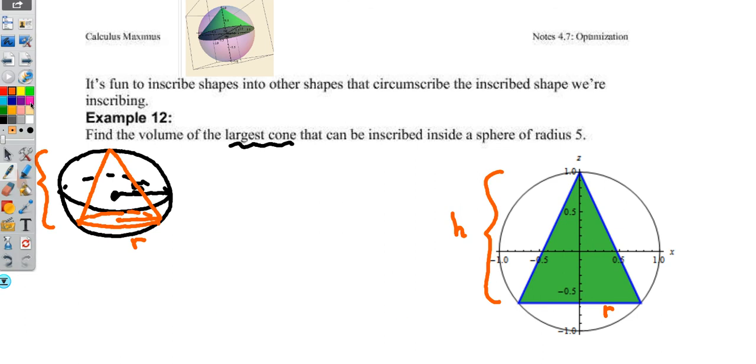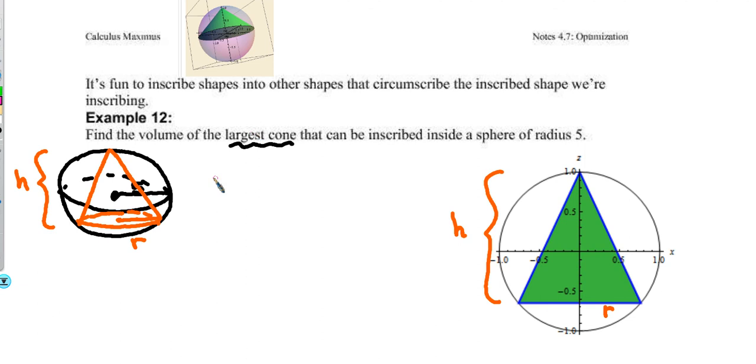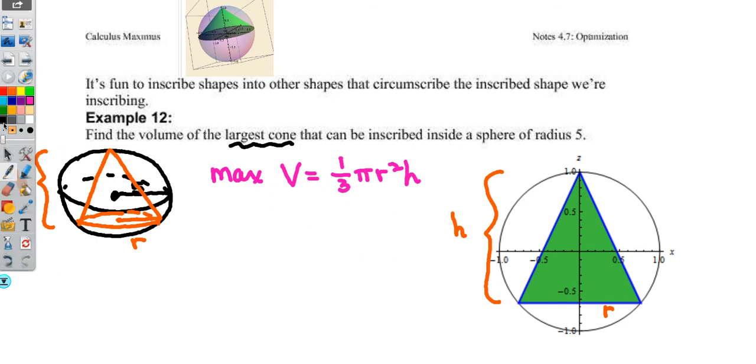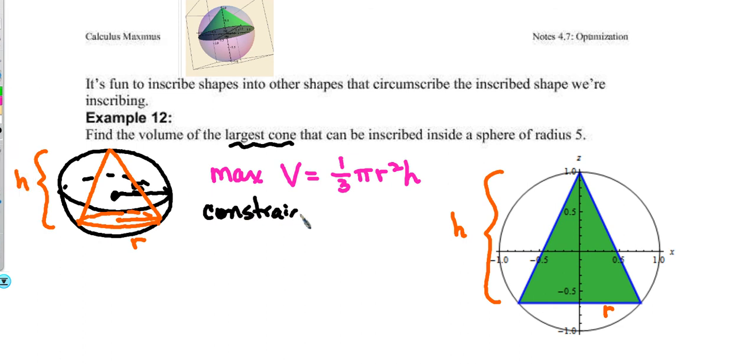Now what we're trying to do is find the volume of the largest cone. So I want to maximize my volume, and again you'll be given this on the AP, the volume of a cone, which is one-third pi r squared h. So again we have a primary equation. Now we need to come up with constraints, and our constraints need to be something to relate r and h together.